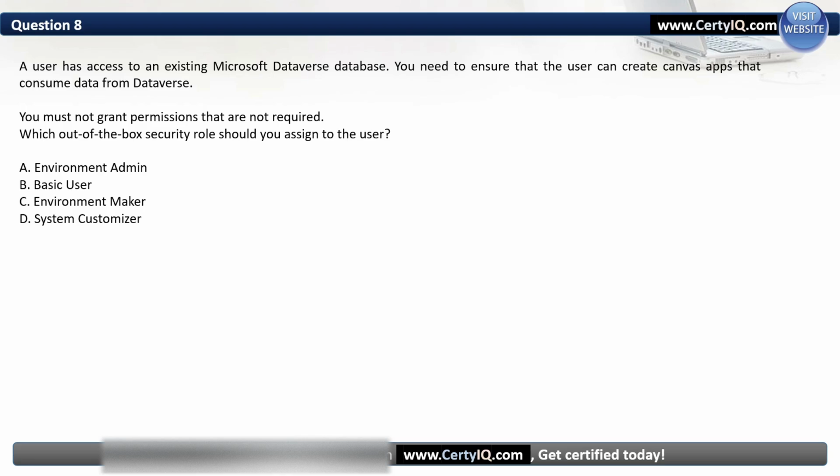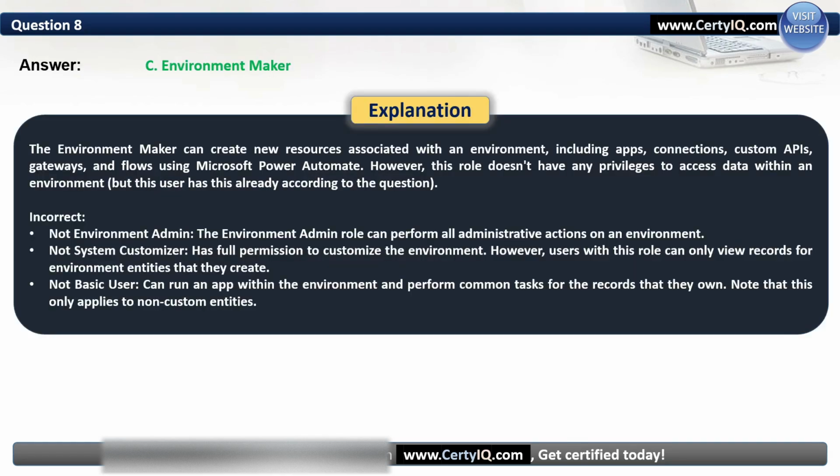The correct option is C. Environment Maker. The environment maker can create new resources associated with an environment, including apps, connections, custom APIs, gateways, and flows using Microsoft Power Automate. However, this role doesn't have any privileges to access data within an environment.